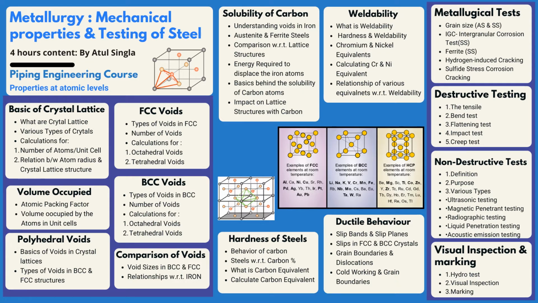Then we'll look into the ductile behavior. We'll look into what kind of slip bands and slip planes are there, how these slips are different in FCC and BCC structures, what the grain boundaries and dislocations are, and how these are interrelated with each other. So we'll look into each and every aspect so that we can understand the concept of ductility, brittleness, everything with respect to carbon steels.